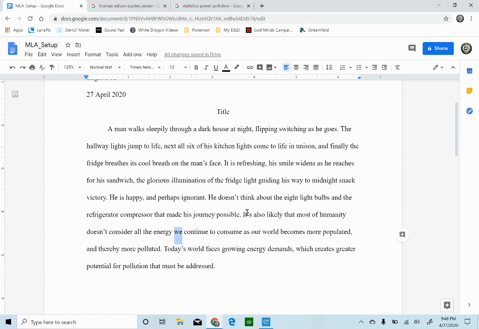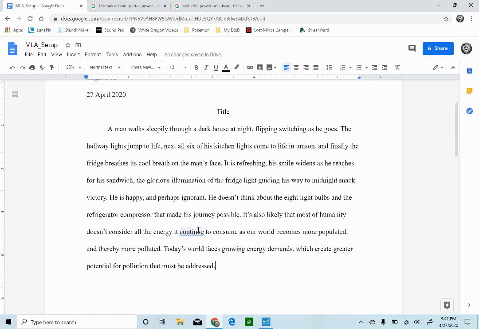When you're writing an essay, unless your teacher tells you to, you never use first person language. That means you don't use I language or we language. You don't say I, me, mine. You don't say we, us, ours. So I need to change this. Humanity doesn't consider all the energy it continues to consume. So that was my first mistake. My second mistake, I think, was here. Today's world faces growing energy demands, which creates, today's world energy demands, the demands create greater. Just a little typo there. There we go. So there's a narrative, okay?